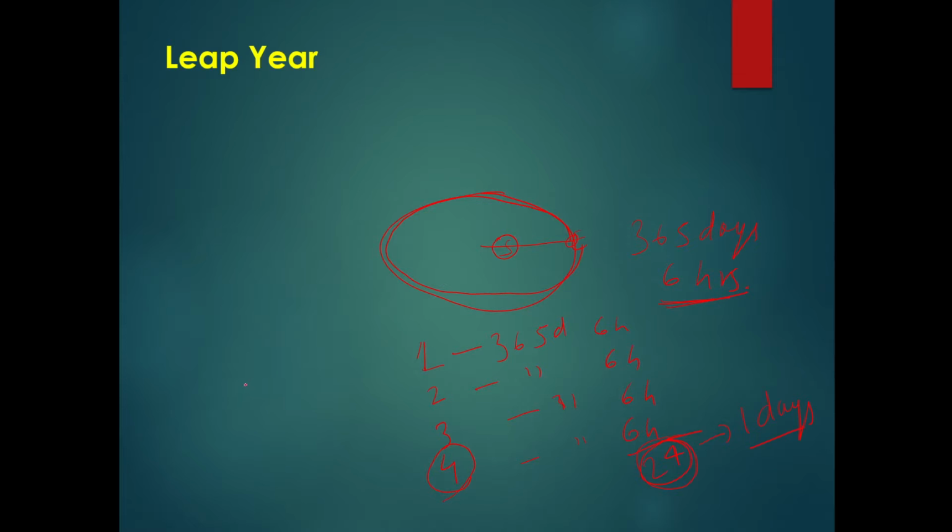Okay, so after 4 years the month of February will become 29 days from 28 days. Okay, from 28 days it becomes 29 days, and this 24 hours is getting compensated. So any year which is divisible by 4, like 2020, will be a leap year. Again a leap year will come in 2024, again 2028. So in this manner leap years will be calculated.